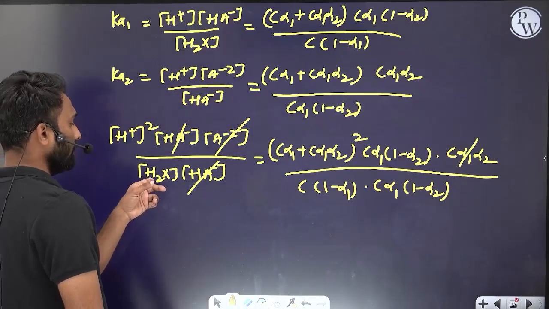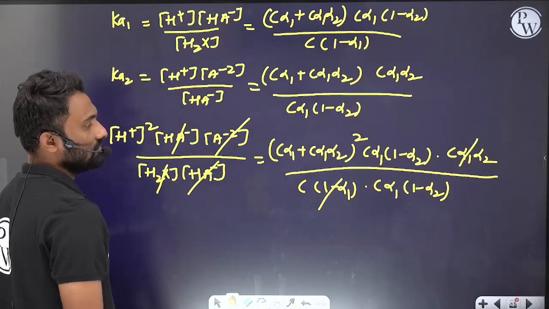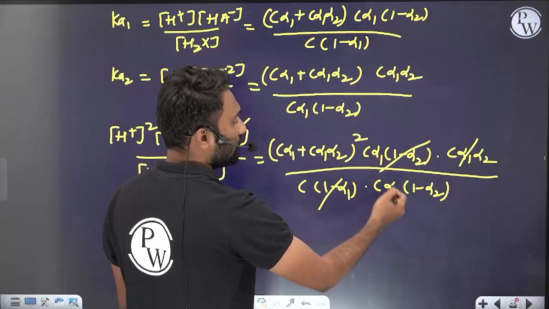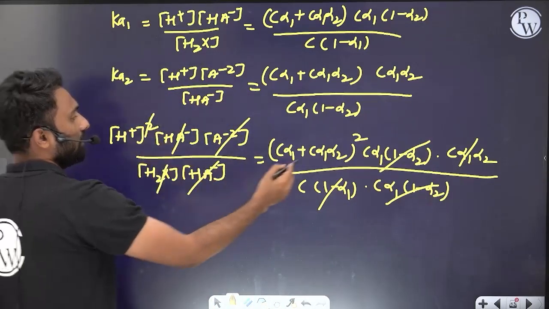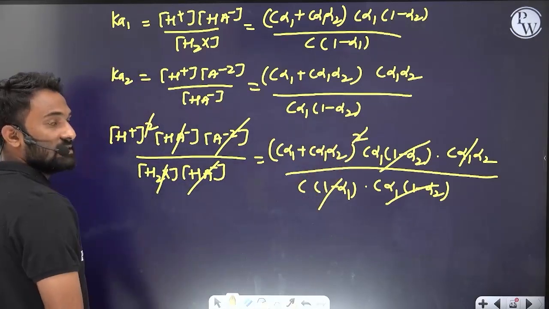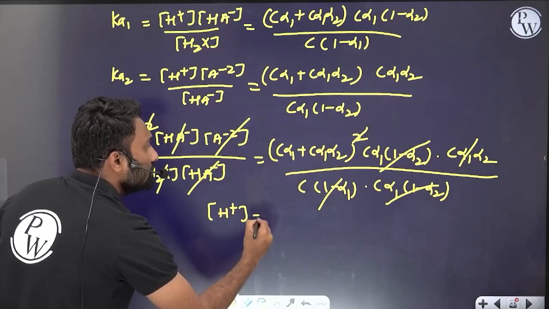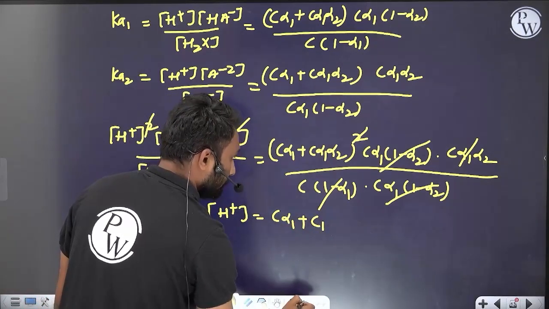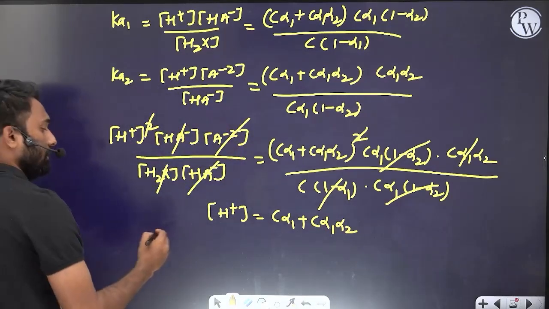Look at this, this is the H2A concentration, and this is also the H2A concentration, so this will be cancelled out. Now C alpha 1 minus this will also get cancelled, and the square will get cancelled out. Now the H plus ion concentration is equal to C alpha 1 plus C alpha 1 alpha 2.